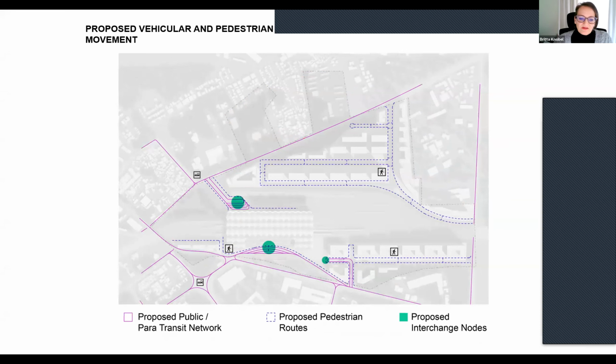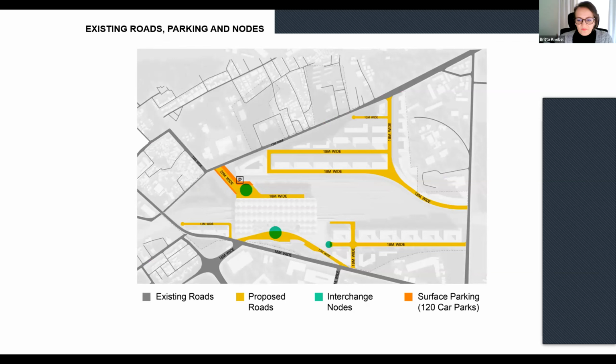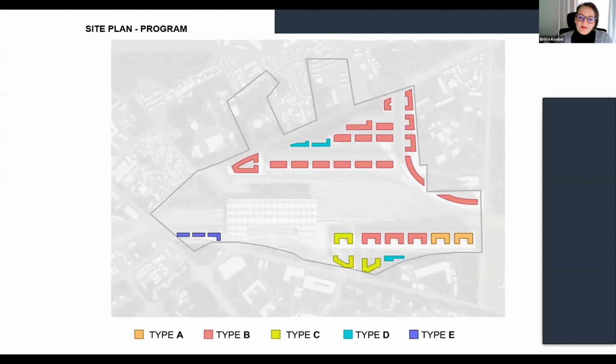This is the new road network and the new drop-offs, and also the proposed interchange nodes for various other ways of transportation. The proposed road network, interchange nodes. Here you see again what I just mentioned, the various programs of commercial, residential, mixed use, which we are adding into the master plan to make it also viable for the Indian Railway.